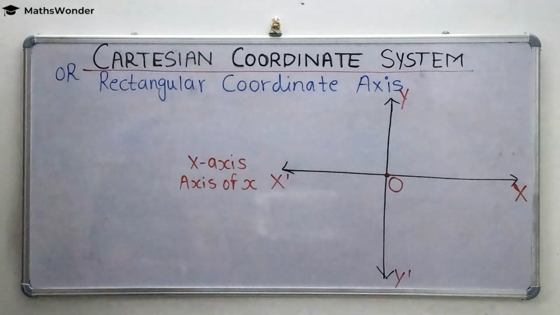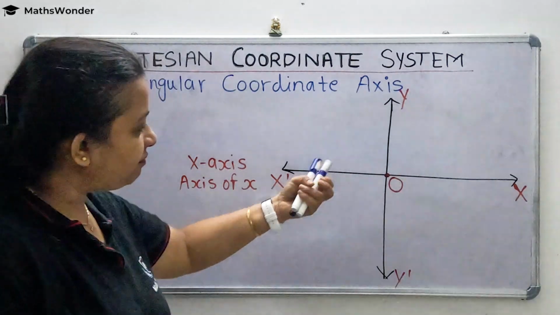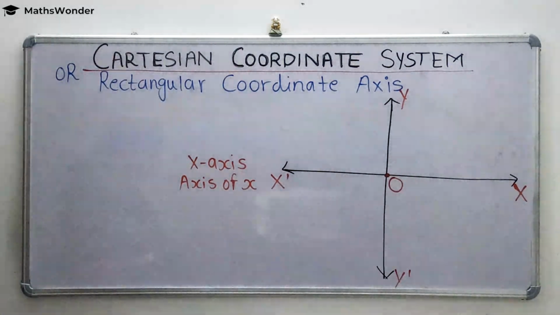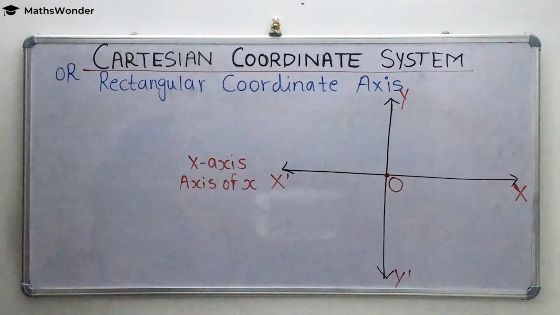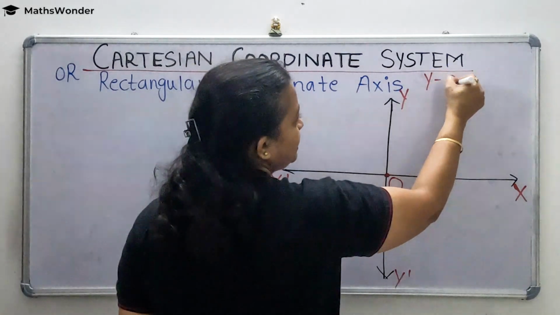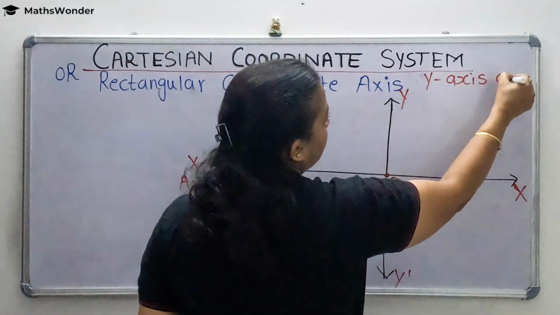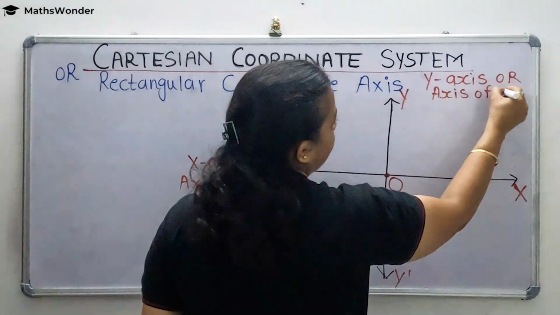No problem. Now, next. The x-axis is the horizontal line and the y-axis is the vertical line, right? Now I am explaining the terminology as of now. So YOY dash is called the y-axis or axis of y, okay? What do you call it? The y-axis or axis of y.